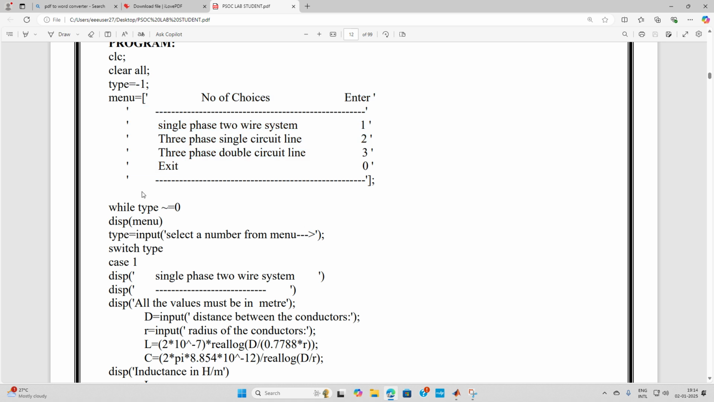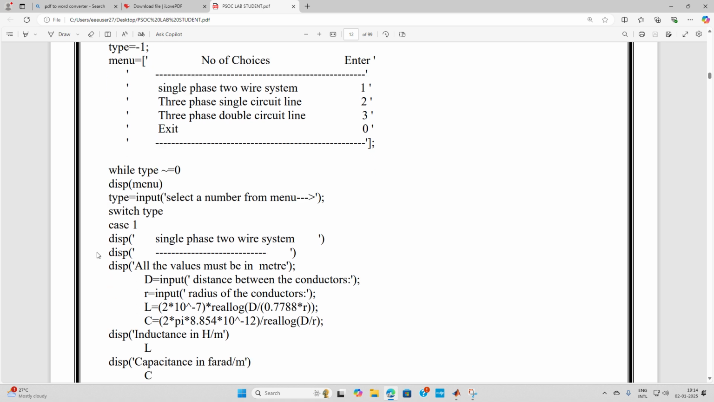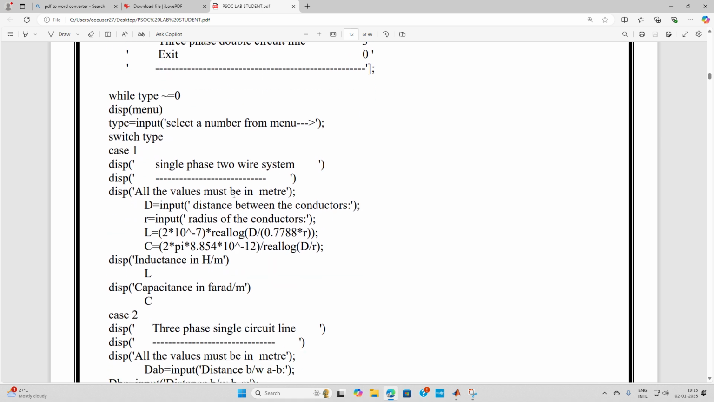In the first case, case 1 of the menu, single phase two wire system, we type single phase two wire system. The next display is empty because we have not given any input values yet, only for finding the single phase two wire system. Finally, display that all the values must be in meters. So here for the transmission line, D is equal to the input distance between the conductors.